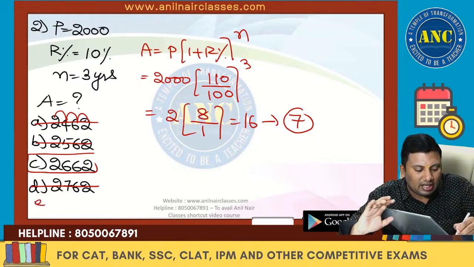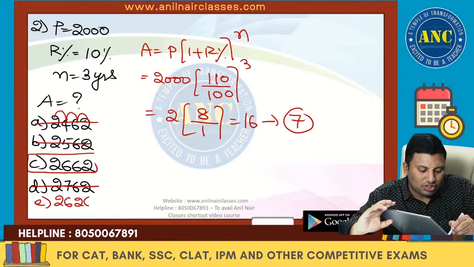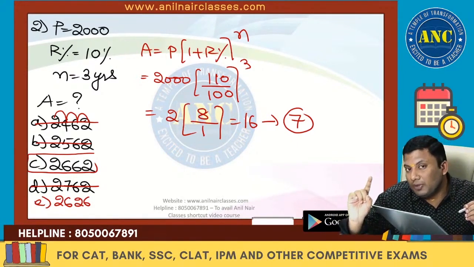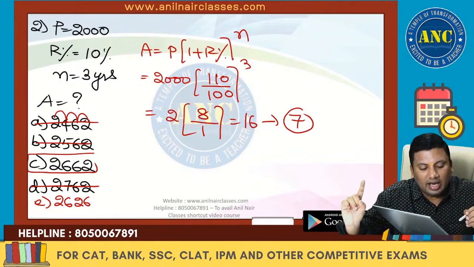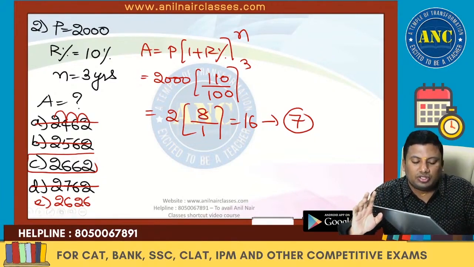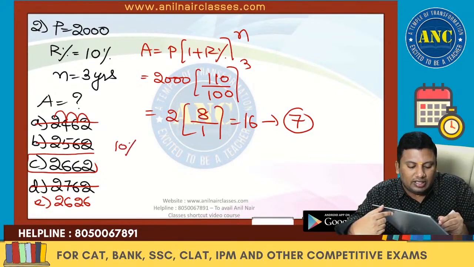Hey Anil sir, what if the option is 2626? If the option is 2626, I told you that digital sum is an elimination method. It will eliminate the incorrect answer options A, B and D. Three options are eliminated.